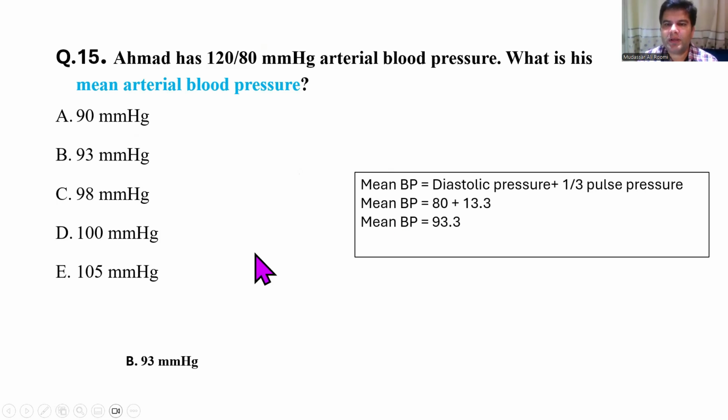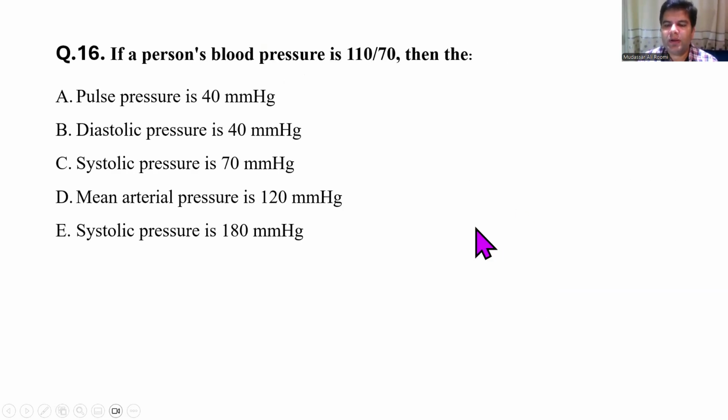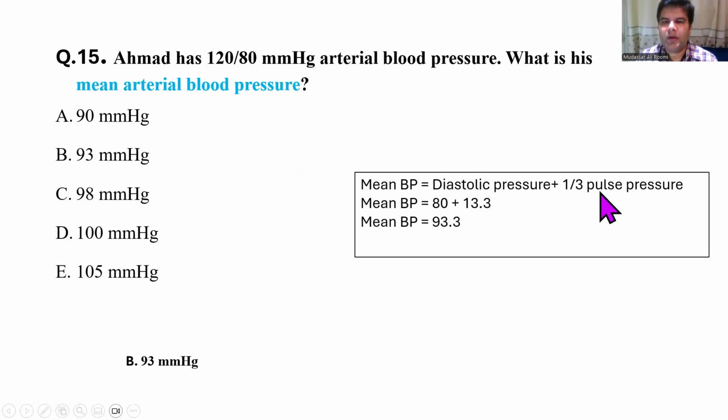The formula for this is diastolic blood pressure plus one third of pulse pressure. Diastolic pressure in this case was 80 millimeter of mercury. Pulse pressure is the difference between systolic and diastolic, which is 40 in this case. So one third of 40 is 13.3. 80 plus 13.3 will be 93.3 millimeter of mercury, which is close to 93. So B is the option.